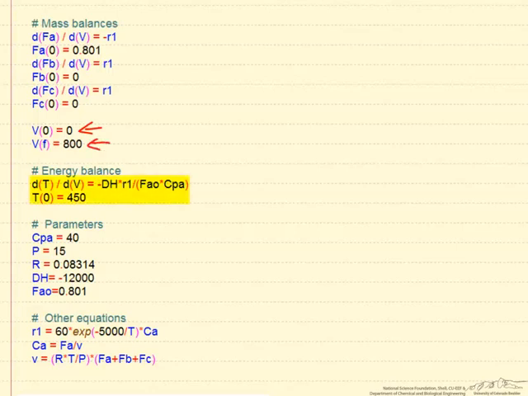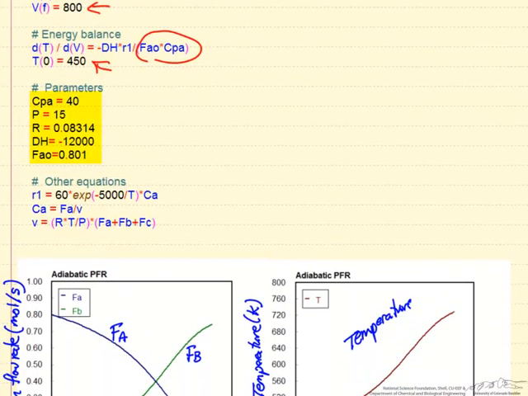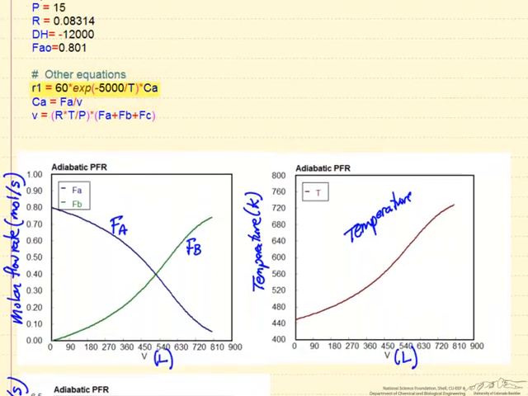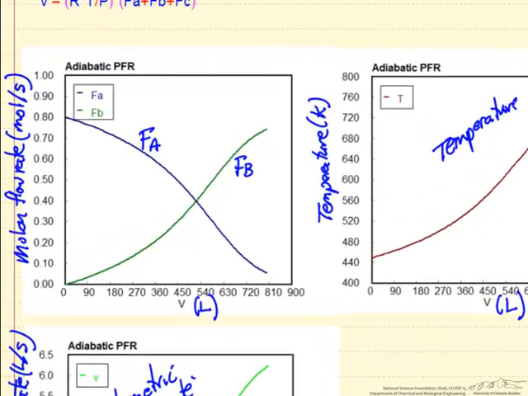The energy balance that I've just written has the flow rate and the heat capacity terms in the denominator on the right side to satisfy the format for Polymath, with the inlet temperature, and then the various parameters that we need, and then the rate expression, the concentration calculation, and the volumetric flow rate calculation. Here are the results from Polymath. First, the molar flow rate.